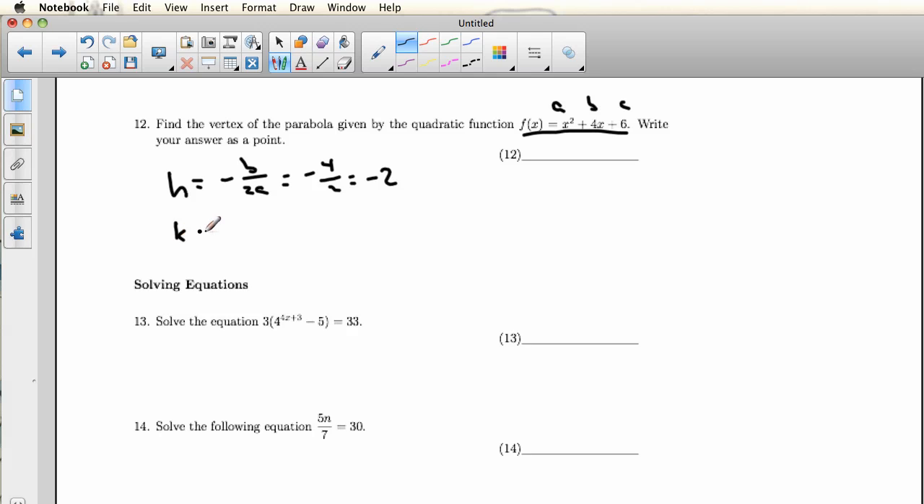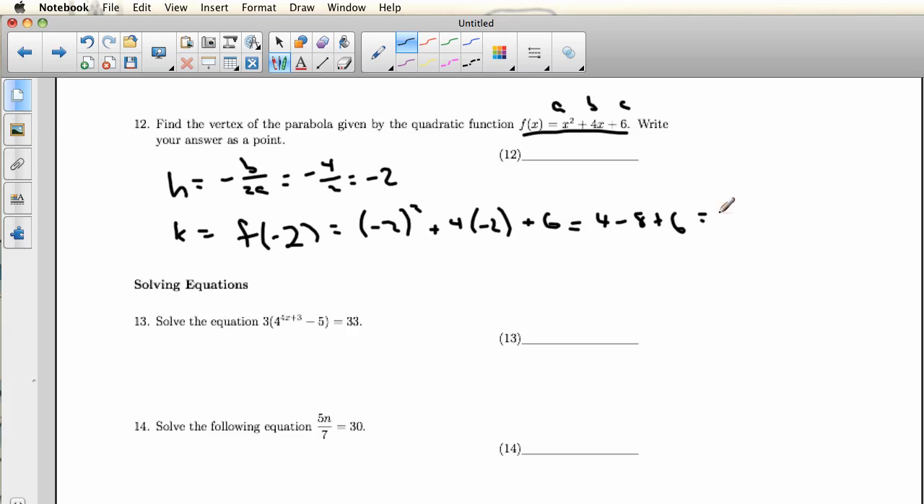The y-coordinate of the vertex then is f of whatever you just found. It's got to be the y-coordinate where the x-coordinate is negative 2. So just like in the previous problem, I'm going to put negative 2 in for x, being careful to include parentheses so I don't get a calculator problem. So that's 4, that's negative 8, and that's positive 6, so that's positive 2. So my vertex has x-coordinate negative 2, y-coordinate 2.